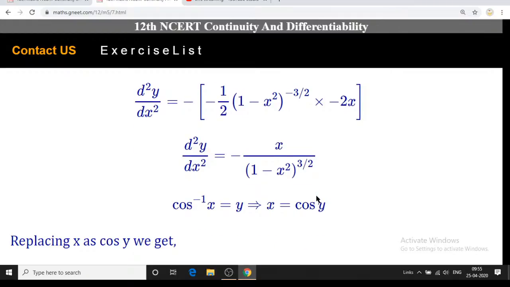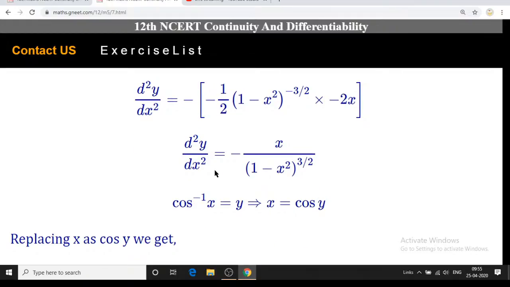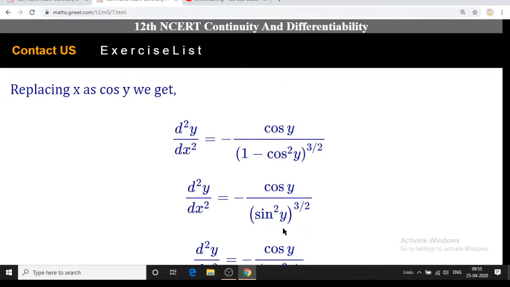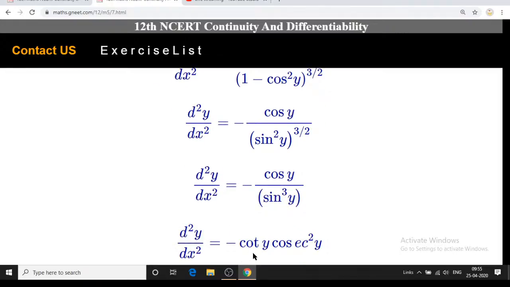After that, this is d2y by dx square, but the question has asked that we give the answer in terms of y, not in terms of x. Here we get it in terms of x. To get the answer in terms of y, what they have given is cos inverse of x is y, so from that we get x is equal to cos y, and replace the value of x as cos y here. What do we get? Cos y upon 1 minus cos square y. 1 minus cos square can be written by the identity as sin square y, raised to 3 by 2. So this will get cancelled, and this is the answer we get here.